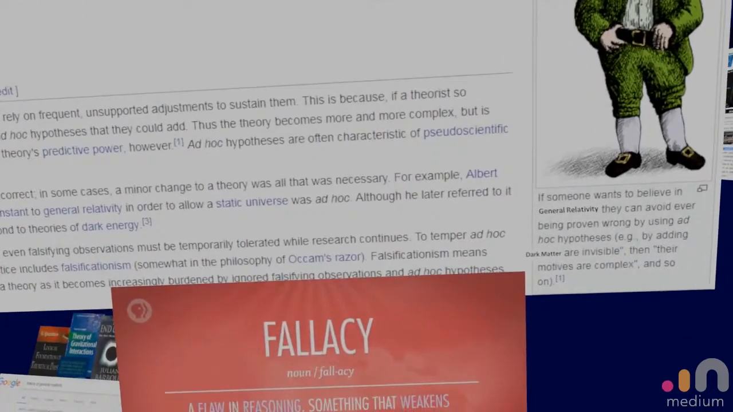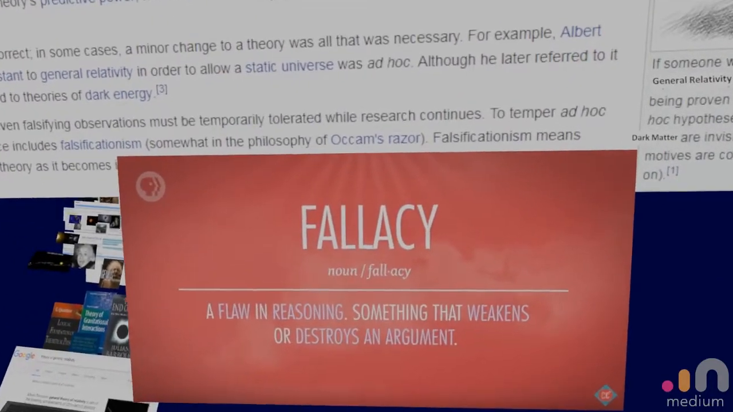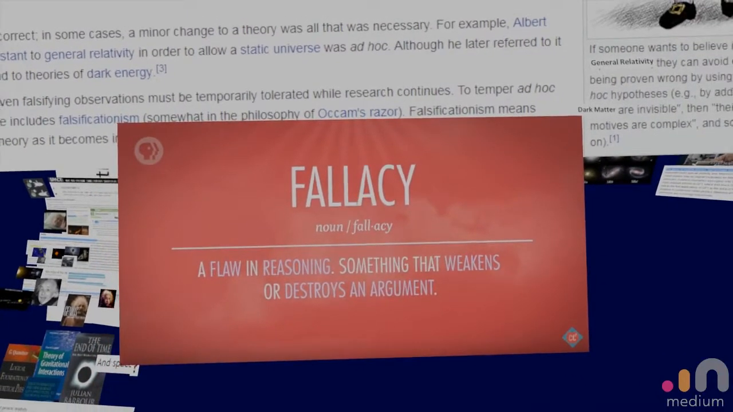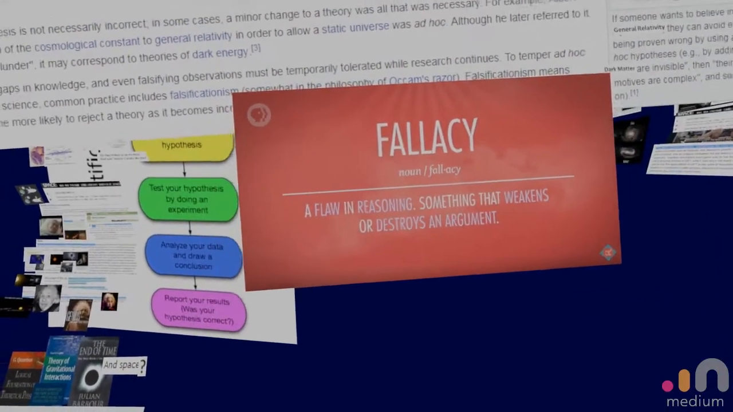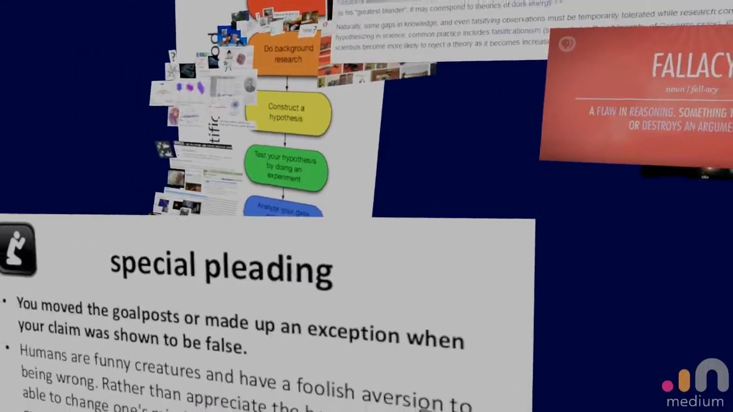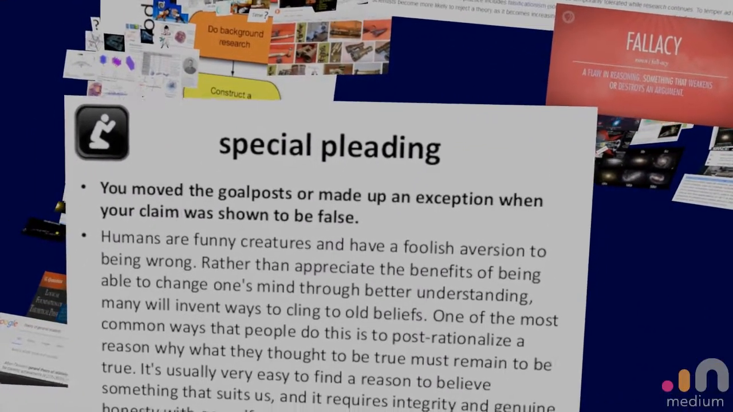And that's actually called a logical fallacy, which is a flaw in reasoning, something that weakens or destroys an argument. So the logical fallacy committed by the scientific community is special pleading. You moved the goalpost or made up an exception when your claim was shown to be false.